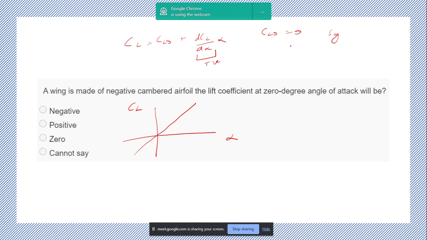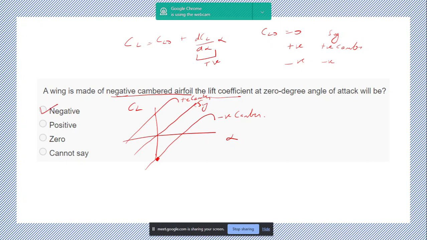For positively cambered, CL naught is positive. Now they've asked you for a negative cambered airfoil. So a negative cambered airfoil will look something like this. So your CL naught is negative, right? So for a negatively cambered airfoil, the lift coefficient at 0 degree angle of attack will be negative. Correct? So this is for symmetric, this is for positive camber, this is for negative camber. So it will be negative.